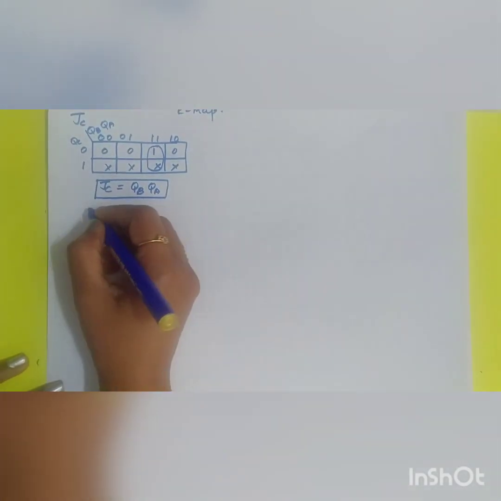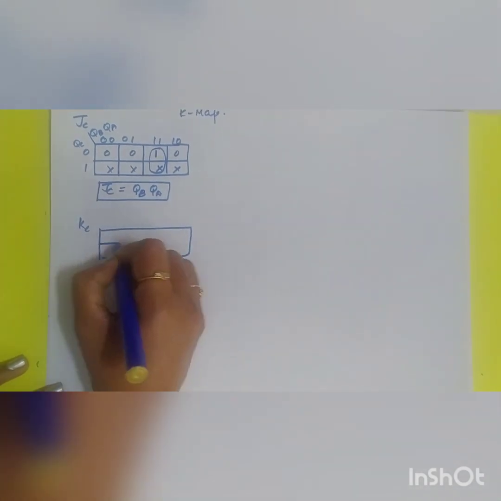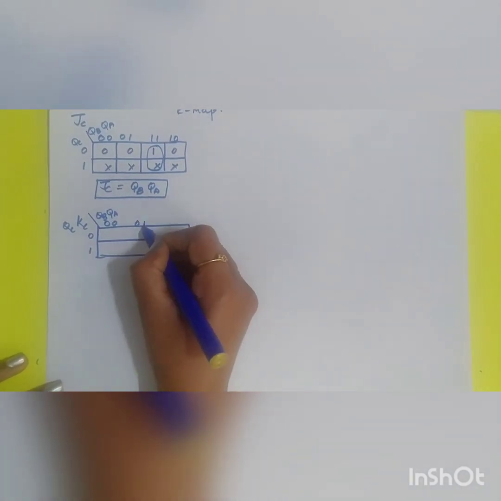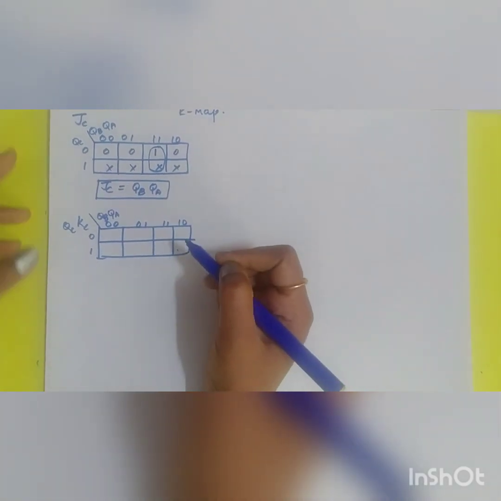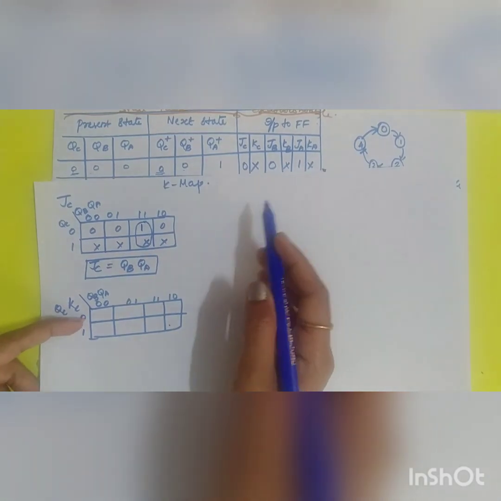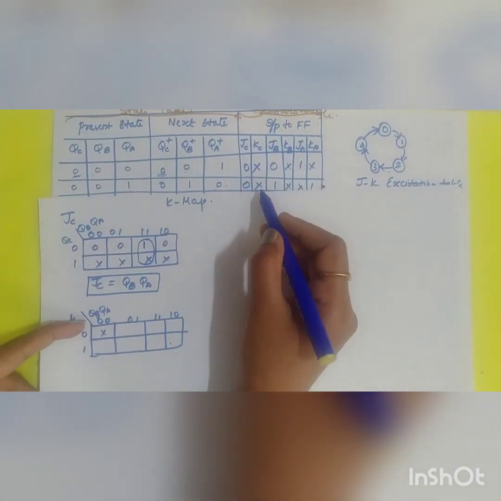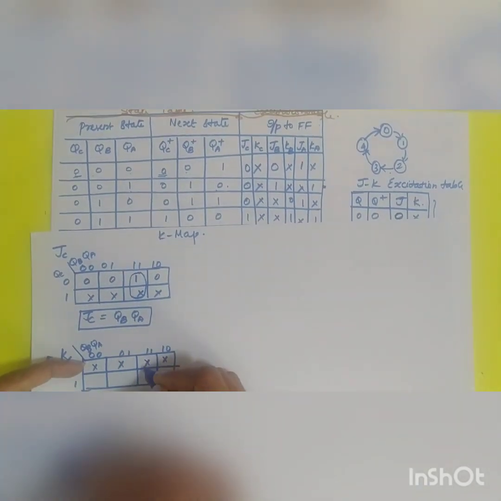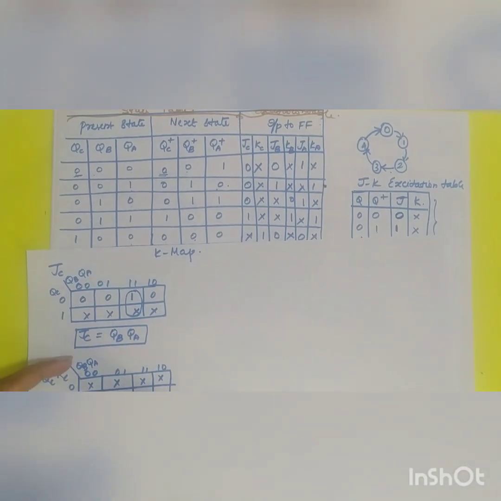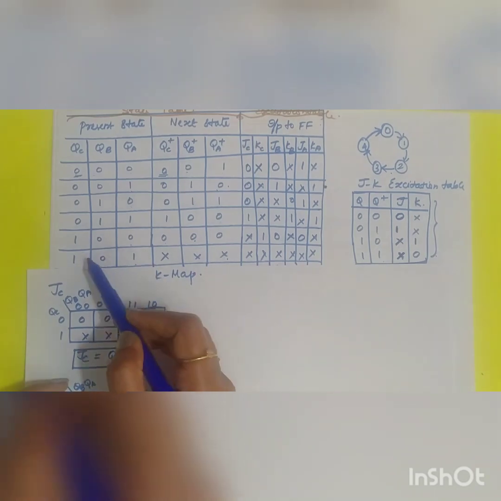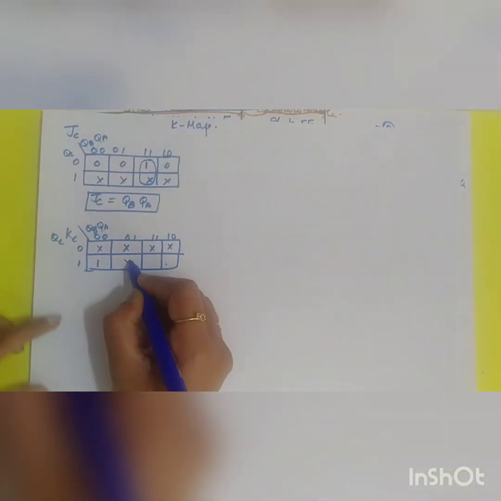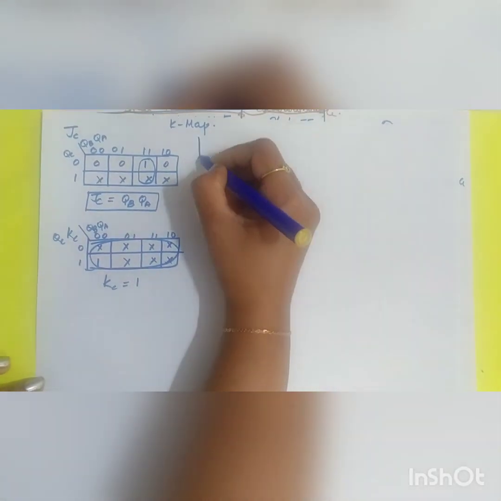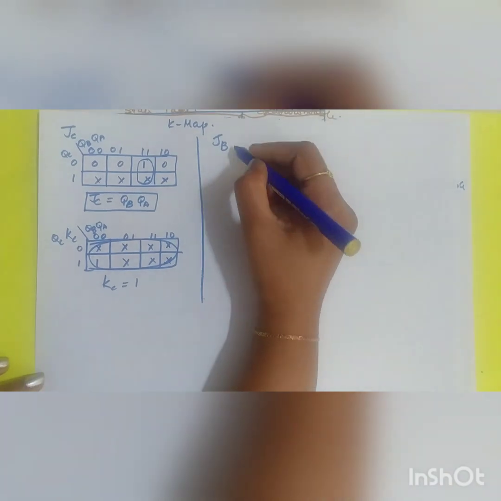Similarly, what will be the value for your KC? KC, also proceed the same. So QC, QB, QA, 0, 0, 0, 1, 1, 1, 1, 0. Now what is the value you are getting for 0, 0, 0? X. Then 0, 0, 1, you are getting again X. 0, 1, 0, again X. 0, 1, 1, again X. 1, 0, 0, you are getting 1. Then 1, 0, 0, 1, all other is your don't care. So you can group all these together. So KC will be equal to 1. Now let us proceed for the next one, JB. So what will be your JB?